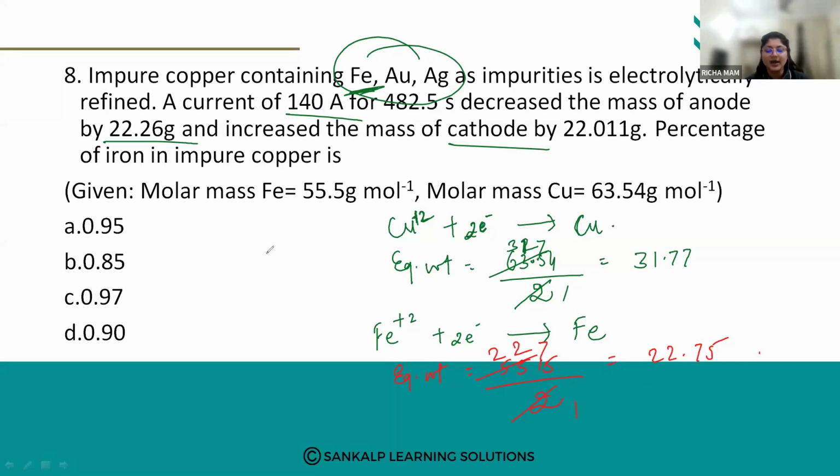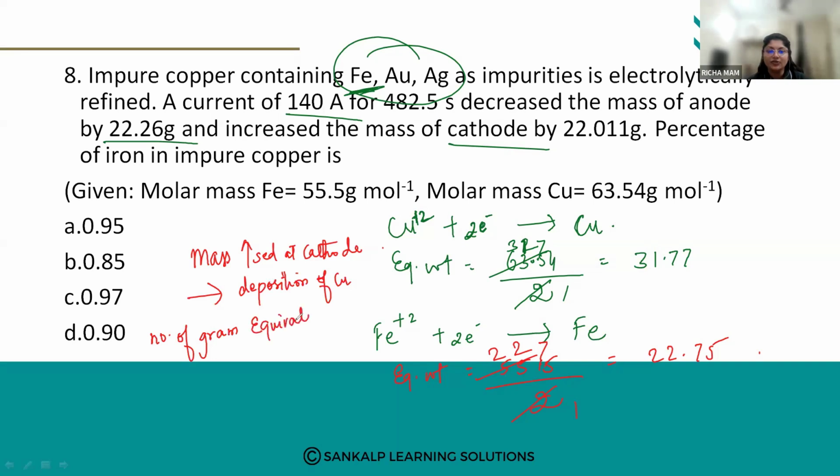So what is happening to the mass? Mass is increased at cathode. Why is it increased? Because there is a deposition of copper. Because of the deposition of copper, the mass at cathode is increased. So what is the number of gram equivalent? We have to calculate how much gram equivalent of copper is deposited.